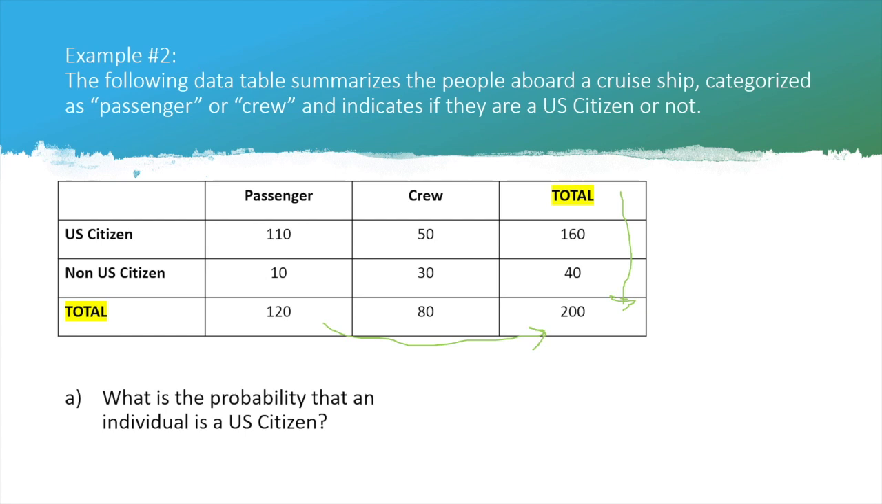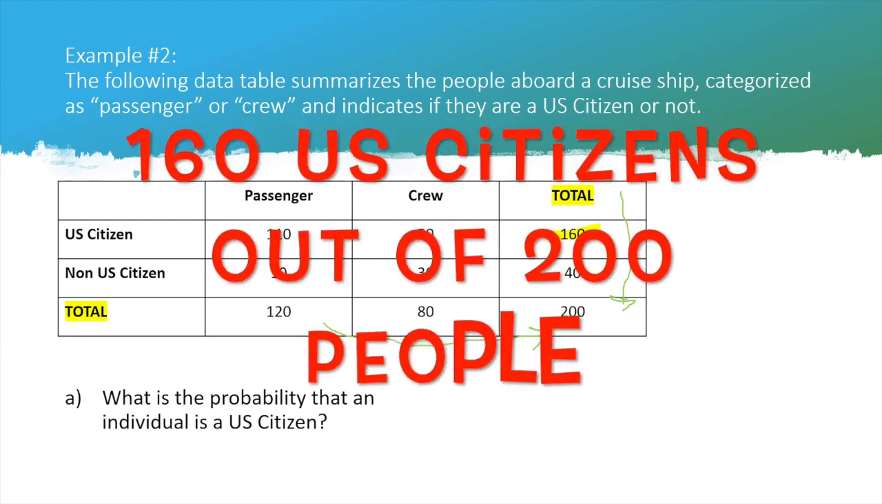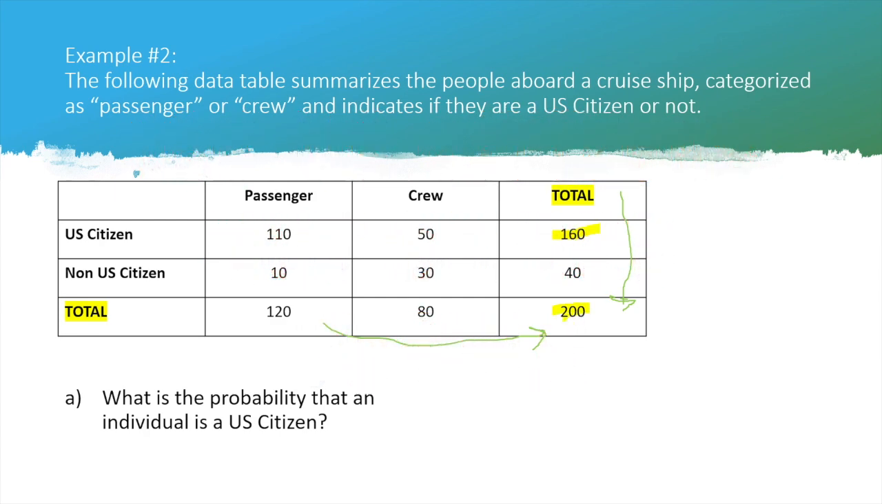So then part A, now we can do the calculation. Once we have our totals, it's a lot easier to do our calculations. So for A, what's the probability that an individual is a U.S. citizen? In this case, I'm going to look at the total up here. So I need the total number of US citizens out of what I call the total, so the total of all the people on the ship. So I have 160 US citizens out of 200 people on the ship. So that simplifies to 4 out of 5, or 0.8.